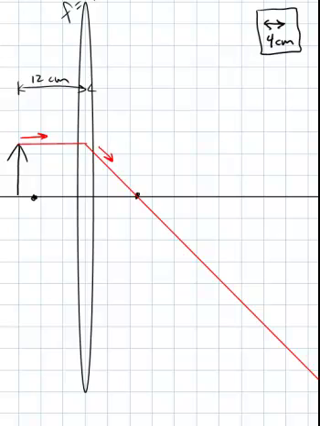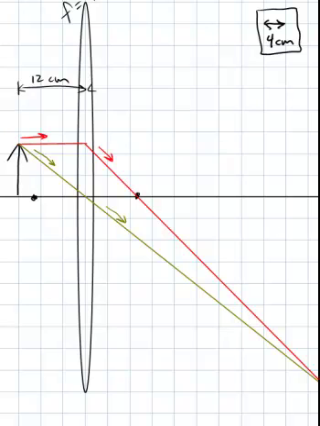The next ray I'd like to draw is going to come in to the center of the lens and continue through the lens without changing direction. So the light comes in this way and it goes right through the center of the lens without changing direction.